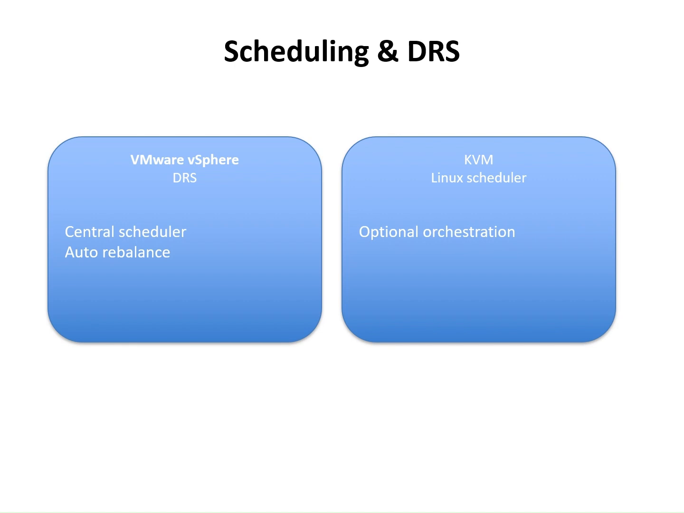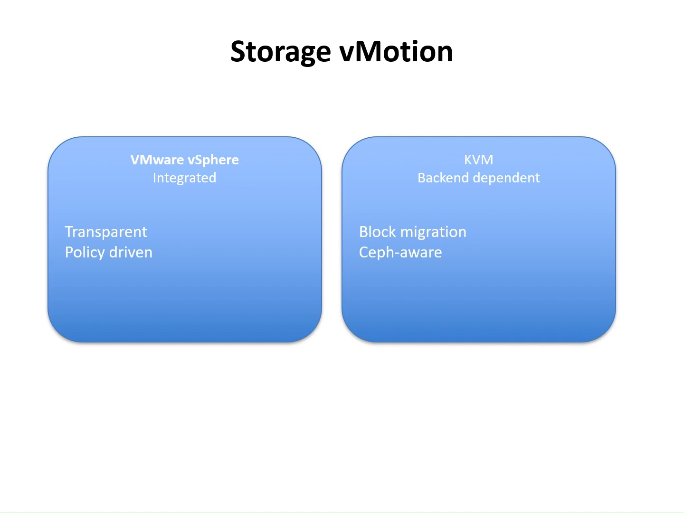Storage vMotion works so well in VMware because it's deeply integrated. In KVM, disk migration depends entirely on the storage backend. Some backends support live block migration. Some don't. Ceph handles this elegantly. File-based storage requires more care. There is no universal Storage vMotion equivalent.